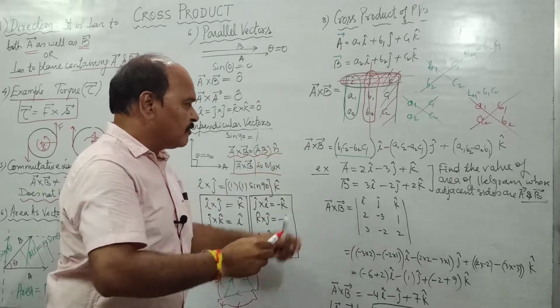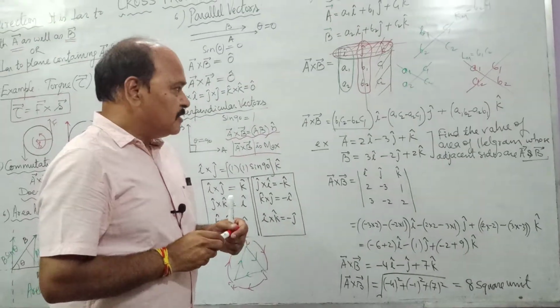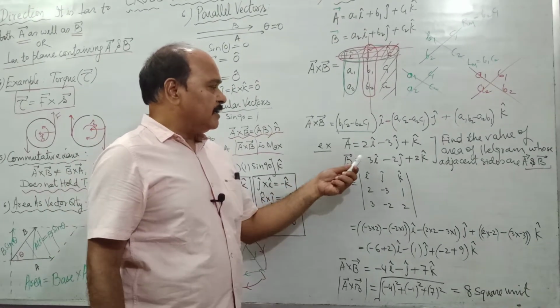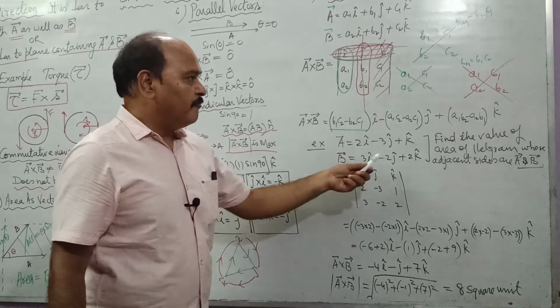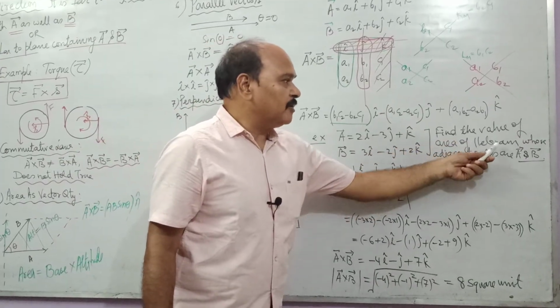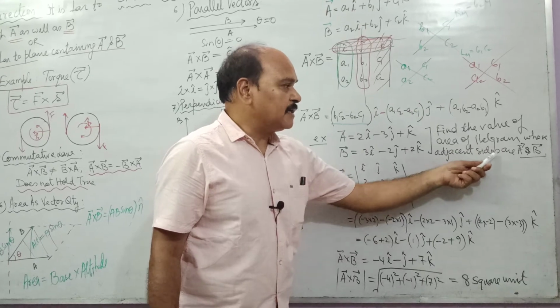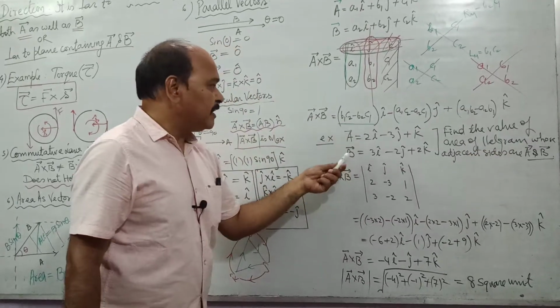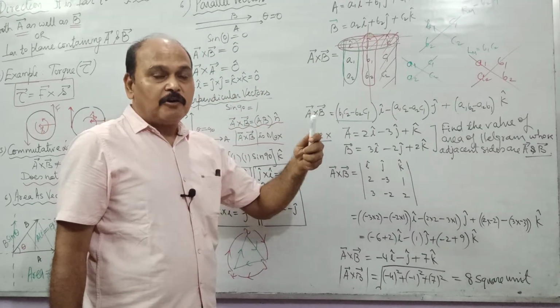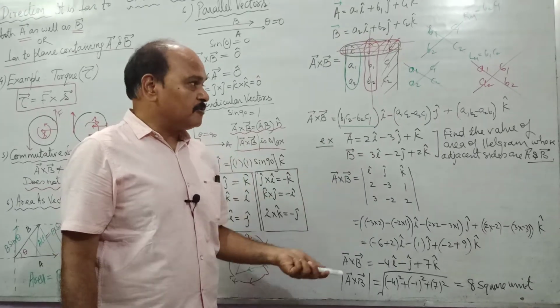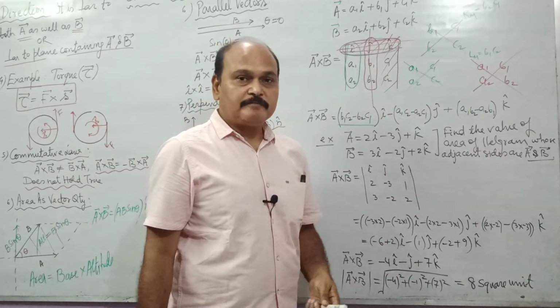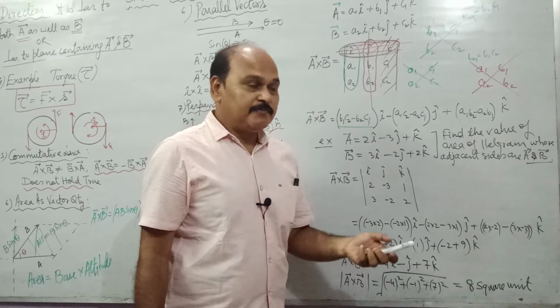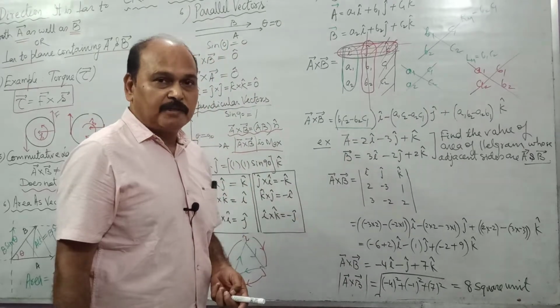Now there is a numerical workout. See, this is vector A, this is vector B. Find the area of the parallelogram whose adjacent sides are A and B. So A and B are the two sides of a parallelogram, and we are supposed to find the area of the parallelogram. That means we are supposed to find the cross product of these two vectors.